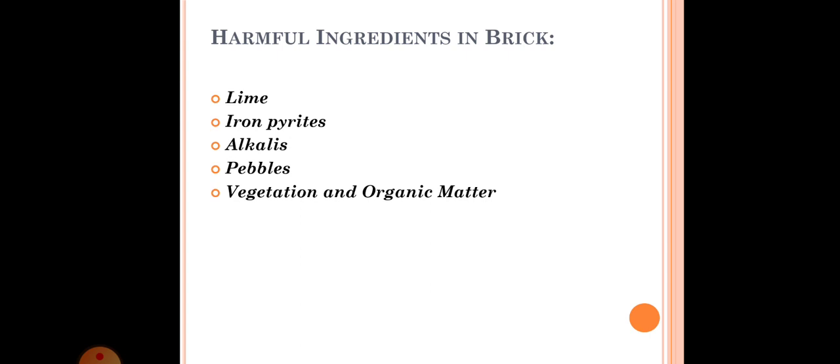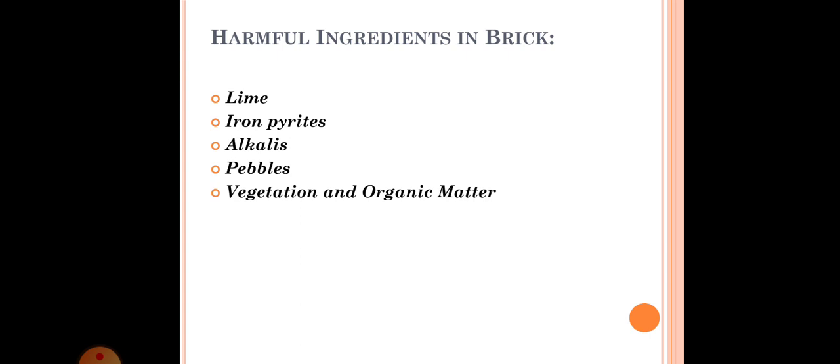Now coming to iron pyrites, the presence of iron pyrites in the brick earth will cause the bricks to get crystallized, and also it will disintegrate during the process of burning, and it also leads to discoloration of the bricks.